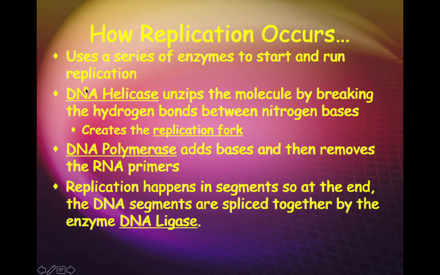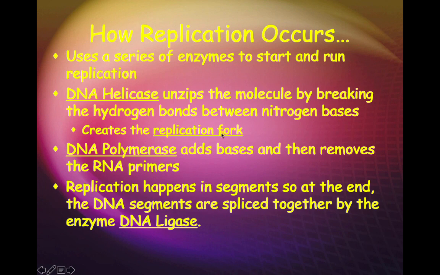So replication occurs with a series of enzymes that are going to come in and unzip DNA and copy DNA in a very specific process. DNA helicase is the enzyme that's going to be doing the unzipping of the DNA. It unzips the DNA right down the middle, right along those hydrogen bonds, because those are a lot weaker and easier to break. Then this creates what's called a replication fork.